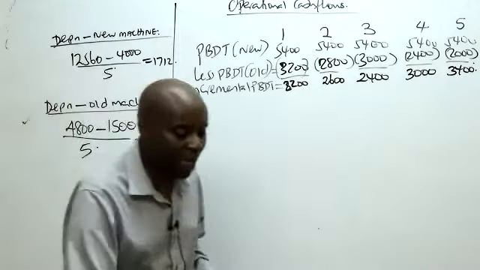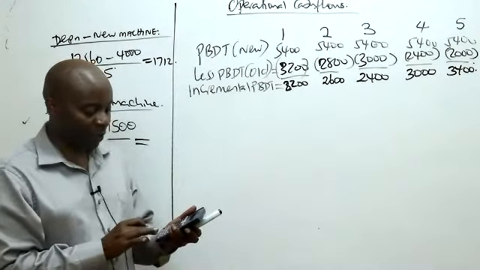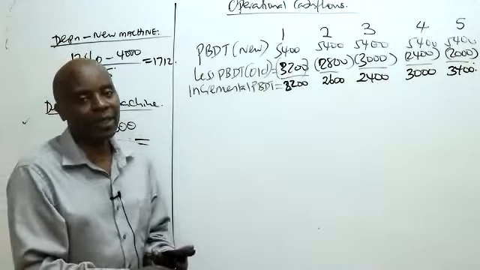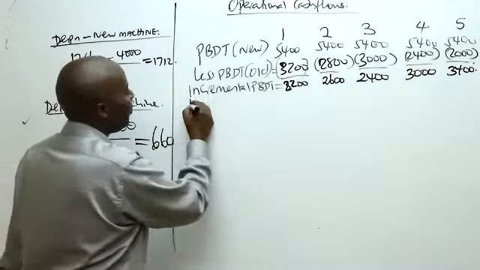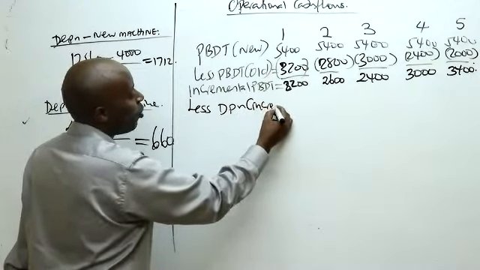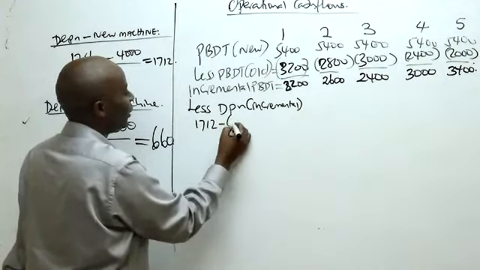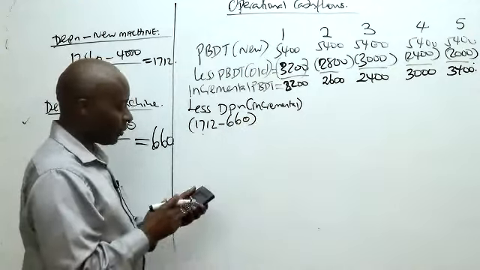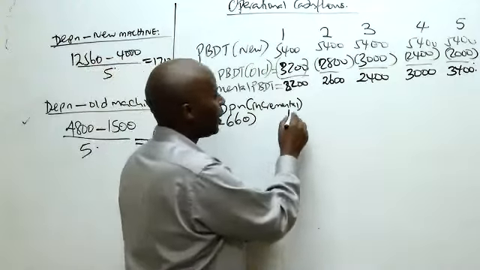4800 minus 1500 equals, divided by 5. We are supposed to get 660. Thank you very much for trying, although you are wrong there. So come and less depreciation here. And please remember, this depreciation has to be incremental. So 1712 minus 660. Remember, this is per annum, so every year. So we have 1712 minus 660, which gives me 1052. So we have 1052 throughout.